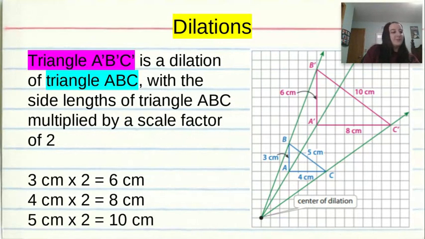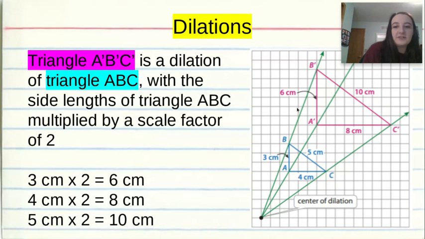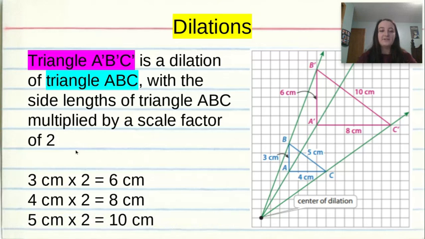So for our first problem on page 81, we have triangle ABC and triangle A prime, B prime, C prime. So we have our original figure in blue here. And we need to see what the side lengths would be of our new figure if we have a scale factor of 2. So when given the scale factor, that tells us how much we're going to grow or shrink our original figure. So our original figure has sides 3 by 4 by 5, and we are using a scale factor of 2.